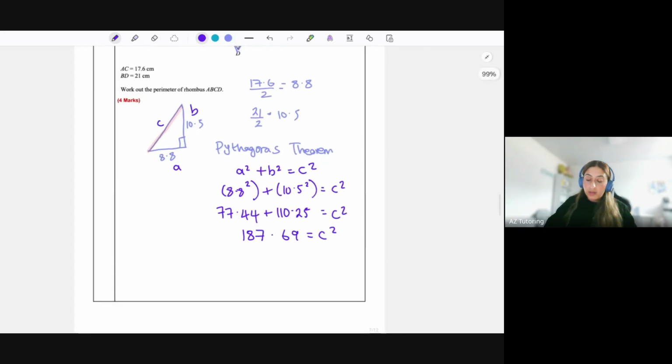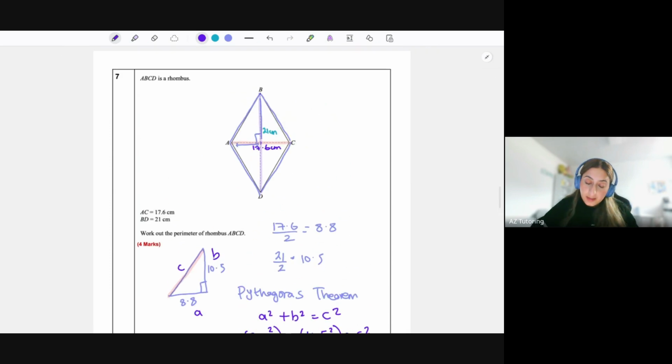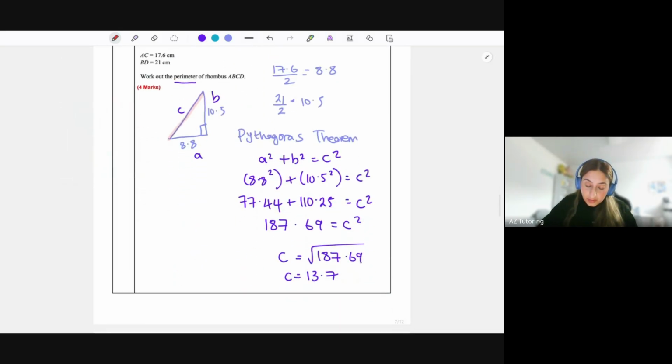So to get rid of the squared, you need to square root the other side. Therefore, c is going to be the square root of 187.69. Therefore, c is going to be 13.7. That means this length is 13.7. This length is 13.7, this length is 13.7, and this length is 13.7 because it's a regular rhombus. All the lengths are equal. So now to find the perimeter, all we need to do is add up all the side lengths. So we're just going to do 13.7 times 4 because there's 4 of them. 13.7 times 4 is 54.8 centimeters. That's the perimeter.